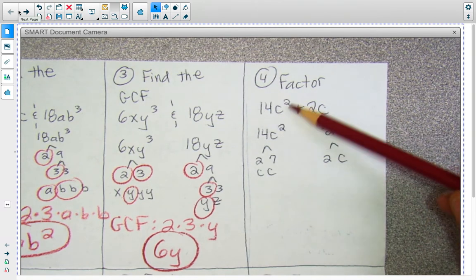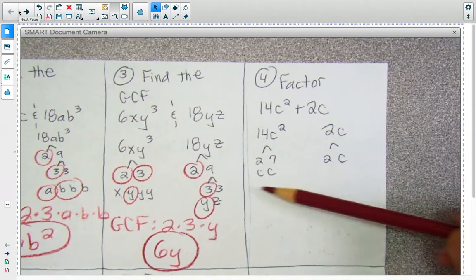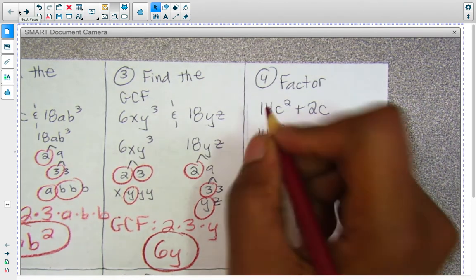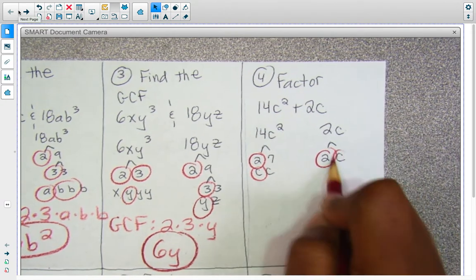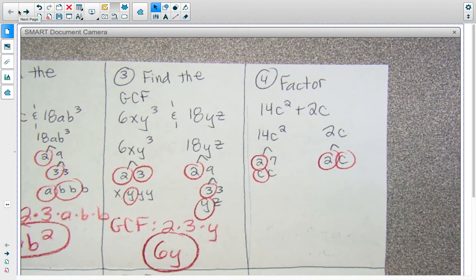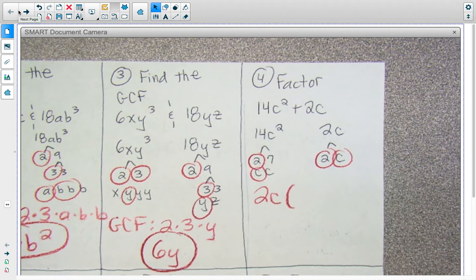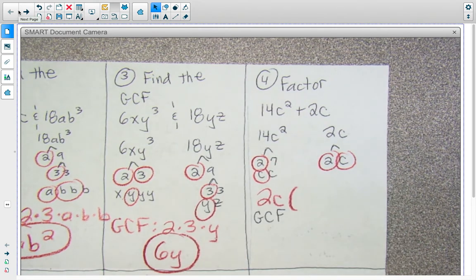I already did a factor tree for 14c squared, and I already did a factor tree for 2c. When you're doing these, your greatest common factor goes on the outside, and then everything else goes on the inside. So I see that they share the number 2, and I see that they share the variable c. So that is their greatest common factor. So 2c is going to go on the outside. Leftover factors go on the inside.